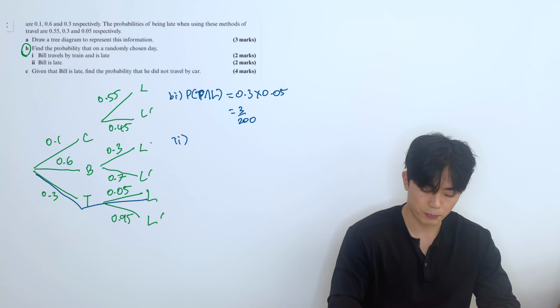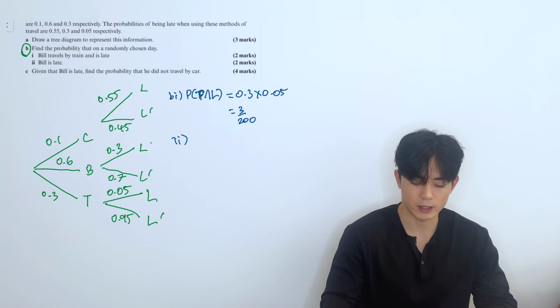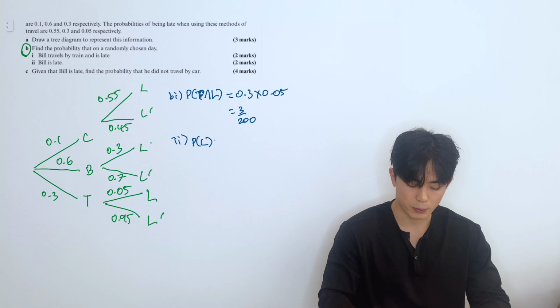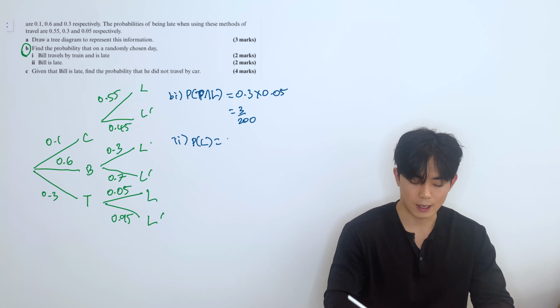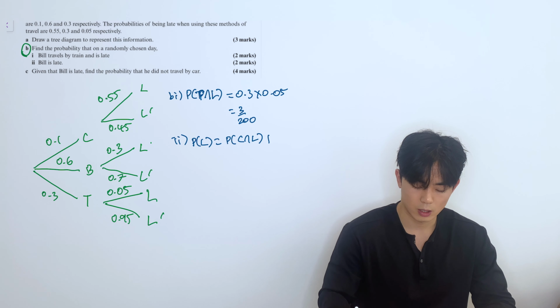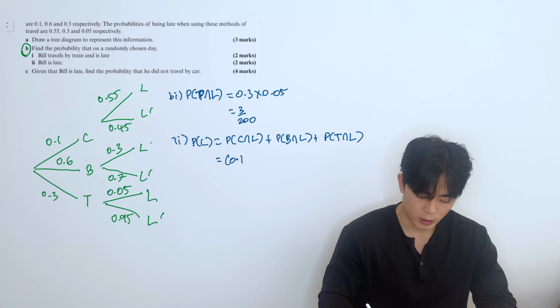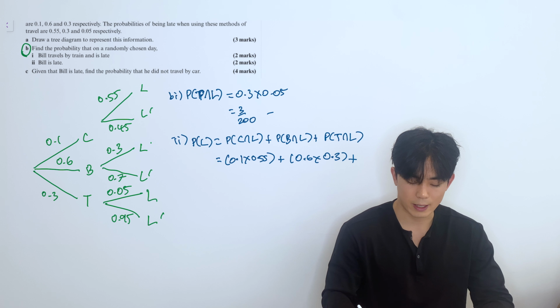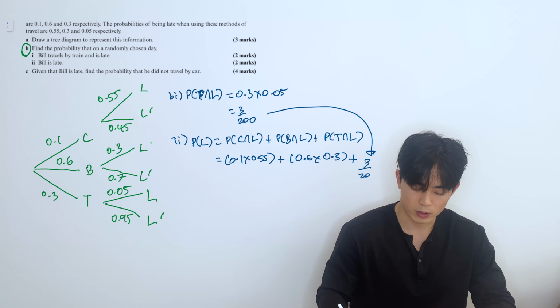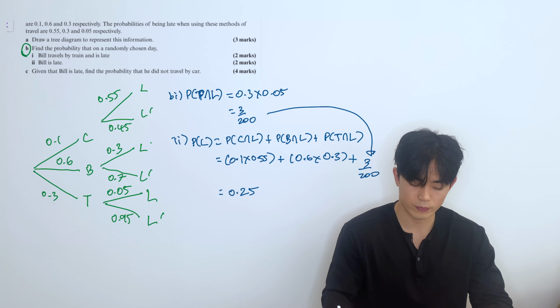Part c, the probability of Bill being late. Now, for Bill being late, we need to understand what the different ways of being late are, right? So it can be late by going by car, so that's going to be the probability of C and L. It can also be bus and late, so the probability of B and L. And finally, he can be late by train, so the probability of T and L, like this. So there are 3 different ways of being late. The probability of car and late will be 0.1 times 0.55. The probability of bus and being late will be 0.6 times 0.3. And the probability of train and being late is actually the value we found from part b, right? So there's 3 over 200. So adding them all up will give us the probability of being late, which is equal to 0.25.